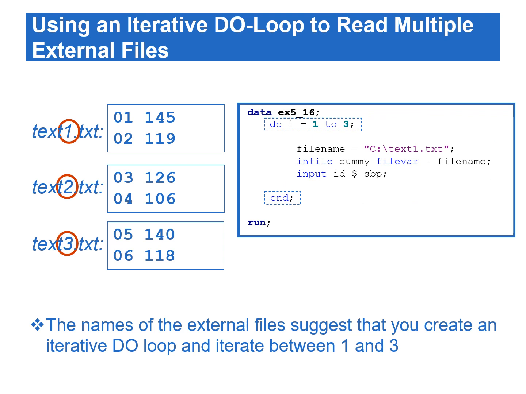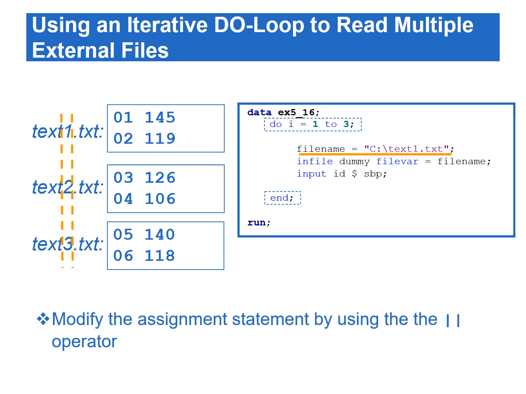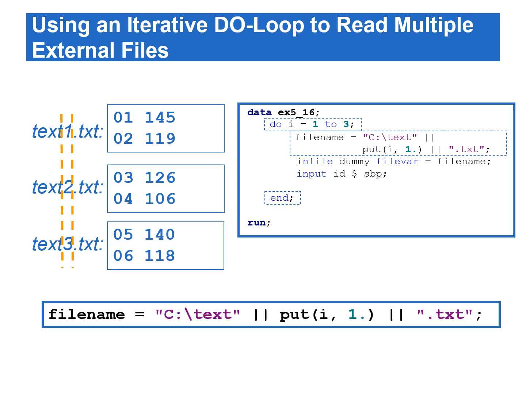By examining the names of the external files, such as text1, text2, and text3, we can construct an iterative do loop, and iterate between 1 and 3. Then we need to modify the assignment statement, to create the file name, by using the concatenation operator. Here's the modification of the assignment statement. Notice that the file name is created by concatenating 3 components.